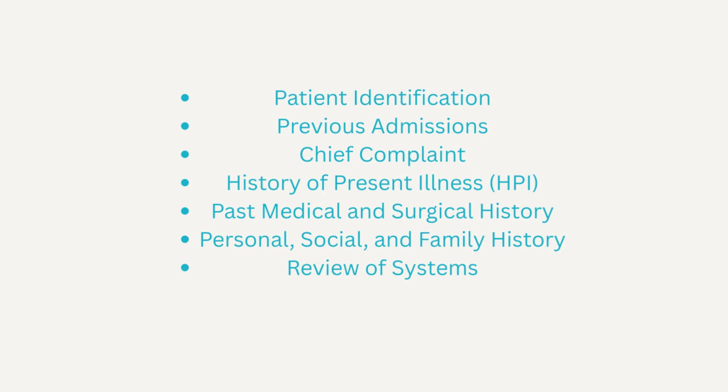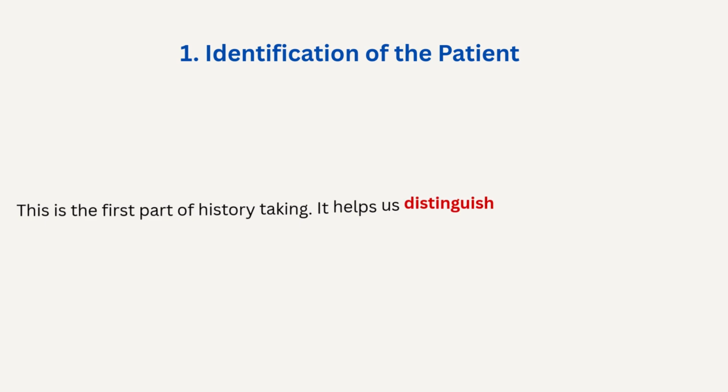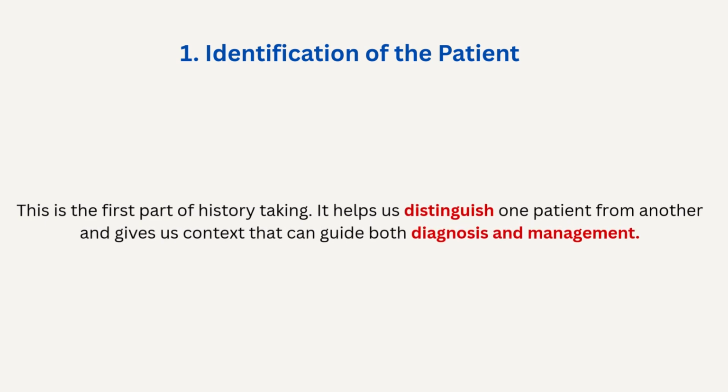Alright, let's begin with the first component, identification of the patient. This is the first part of history taking. It helps us distinguish one patient from another and gives us context that can guide both diagnosis and management. Let's go through each element one by one.